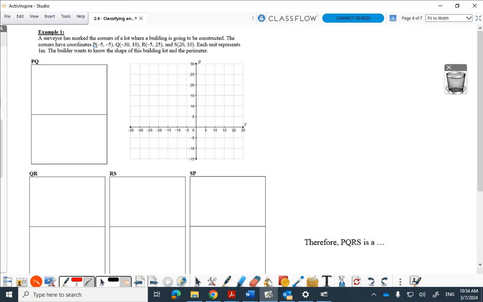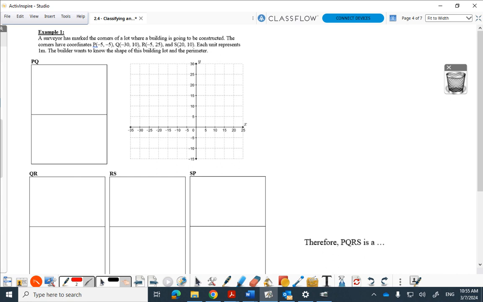A surveyor has marked the corners of a lot where a building is going to be constructed. I need to tell you, friends, when they're doing city planning and planning out where the buildings are going to be, where the sewage system, where the water is going to be, this is the kind of math that they do to try and figure out what's going on. As simple as this? No, but close, close. All right, so it says there's going to be a lot constructed. A lot is the property that people own to put a house on.